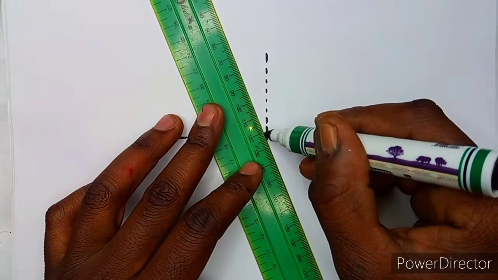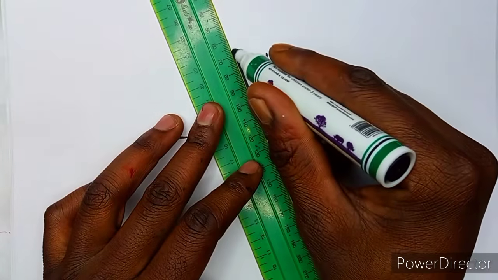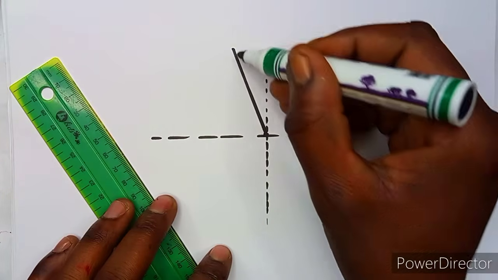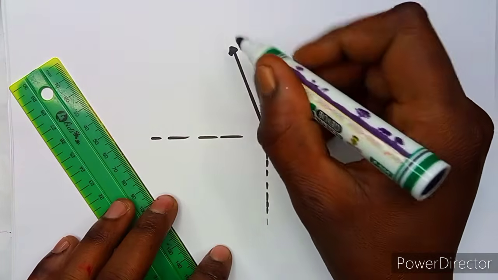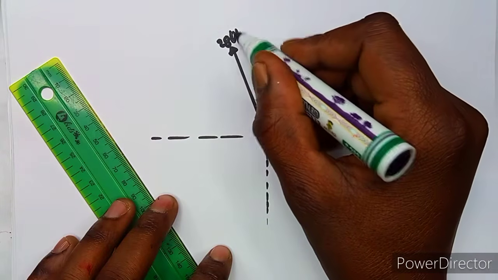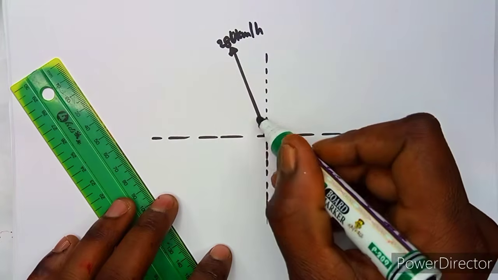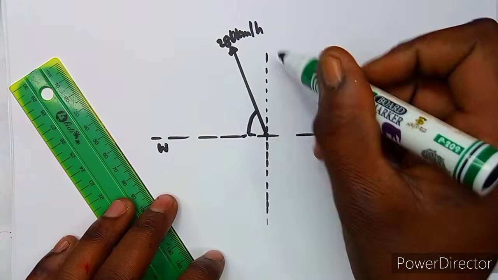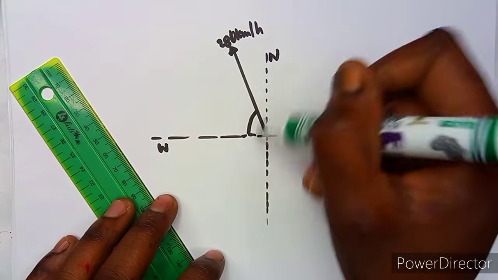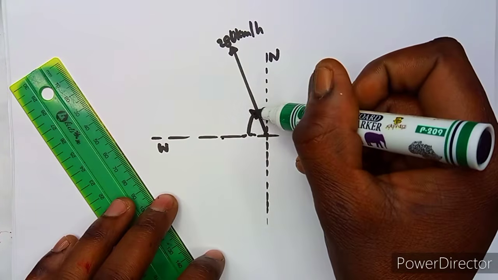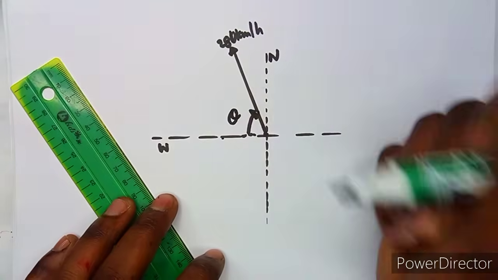So let's just say this is how the aeroplane has shifted from where it was, to this point now. This is the speed of the aeroplane, which is 280 kilometers per hour. This is the angle that is going to affect from the west going to the north, from the horizontal. So you just call this angle theta.